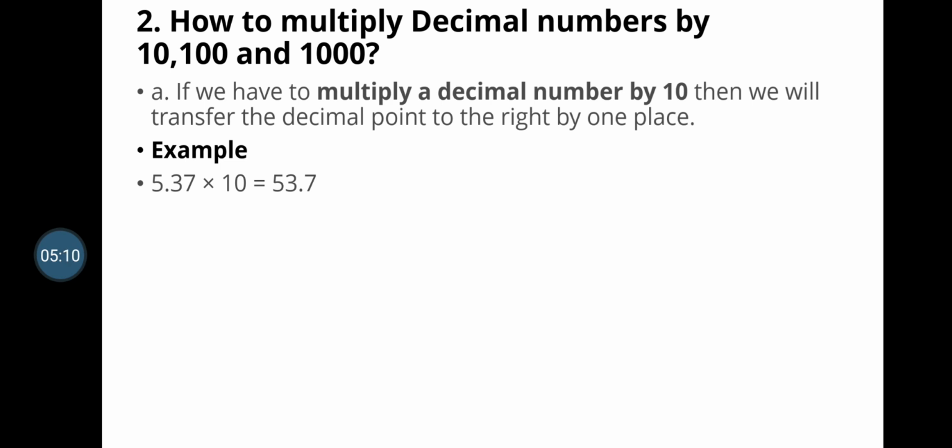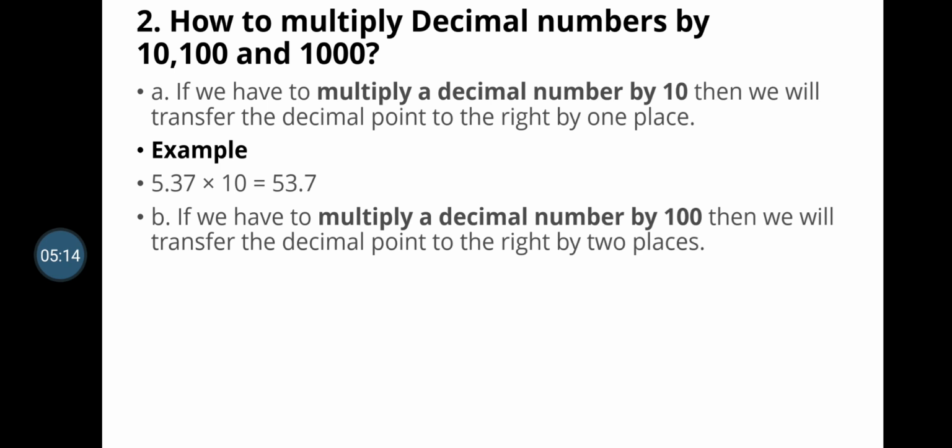Then by 100. Next we are going to multiply by 100. So what will happen? For two places it will move. So 5.37 into 100 we are doing. The decimal point will move towards the right for two places. That's why we are getting 537.